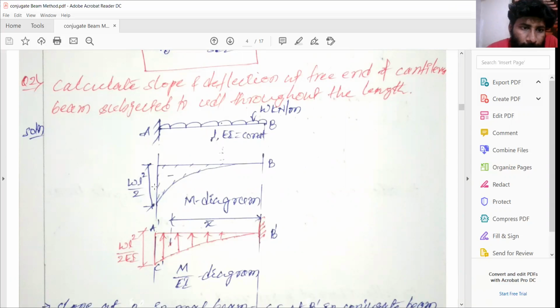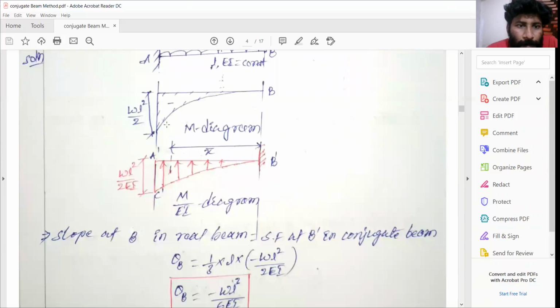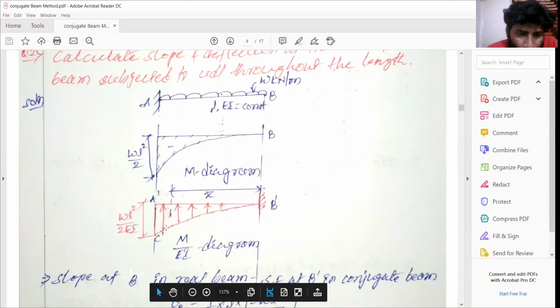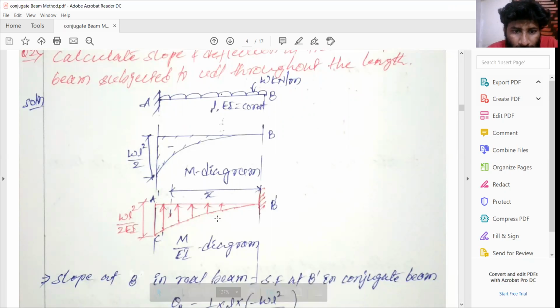Again, the intensity is W into the length L, that is WL, into L by 2, so it becomes WL squared by 2. Whatever the bending moment diagram is, we already know that in the conjugate beam, this will become a free end and this will become a fixed support. Now you can see the fixed support is here, the free end is here. So WL squared by 2EI is our M by EI diagram. Since it is negative, the M by EI diagram is a load on the conjugate beam acting in the upward direction. If it is negative, it will be acting upward.